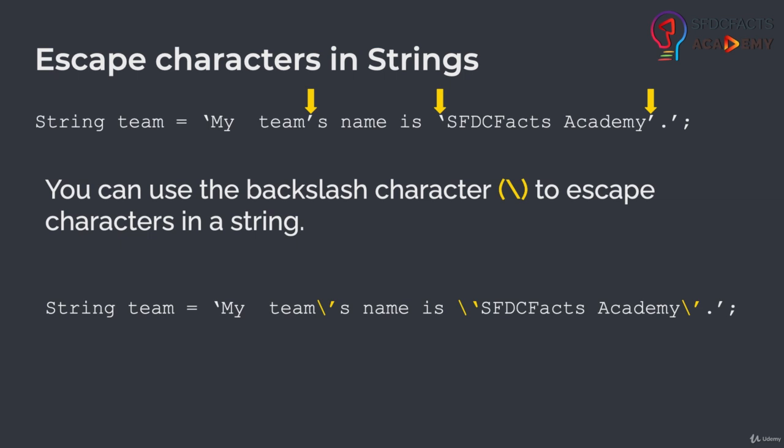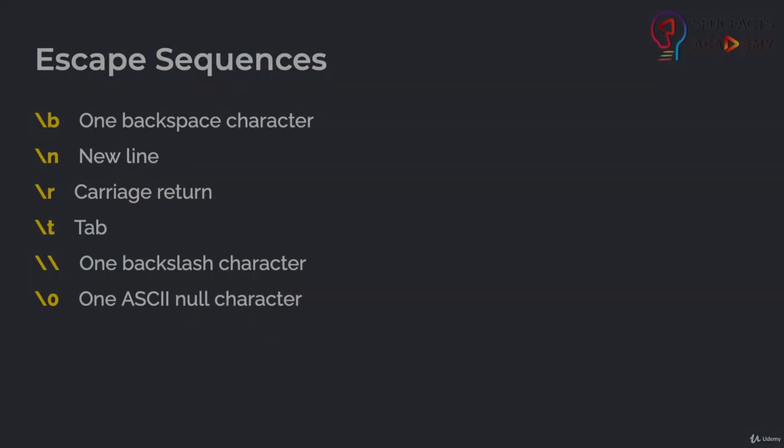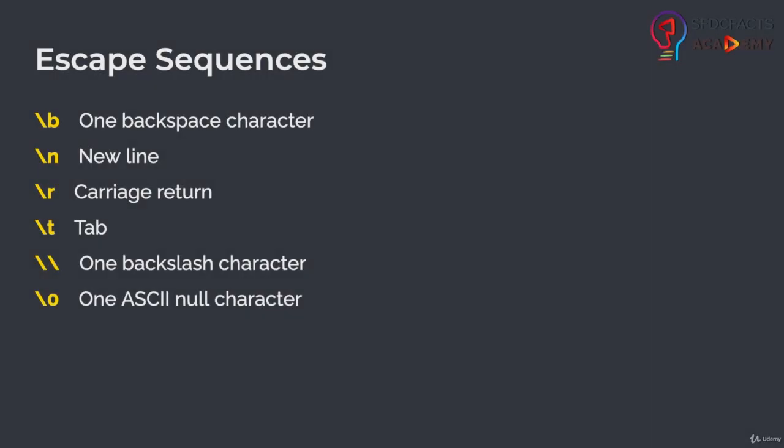And the single quote is not the only character that we are not allowed to use in a string. There are other characters as well. So let's take a look at all the escape sequences in a string. You can use \b to use a backspace character. You can use \n to create a new line in the string. You can use \r for a carriage return. You can use \t for a tab.